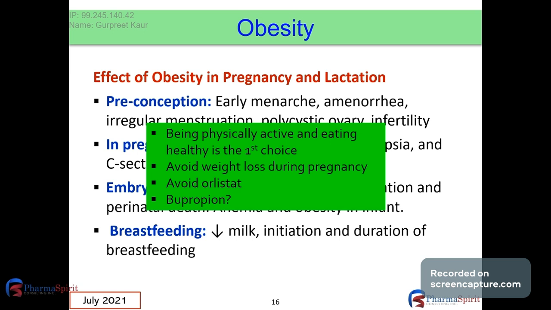If the pregnant female is taking bupropion during pregnancy and the benefits appear to outweigh the risk, the treatment should continue. In breastfeeding, even though bupropion secretion in the breast milk is minimal, there are some reports suggesting that seizures can happen in the children when the breastfeeding mother takes bupropion.